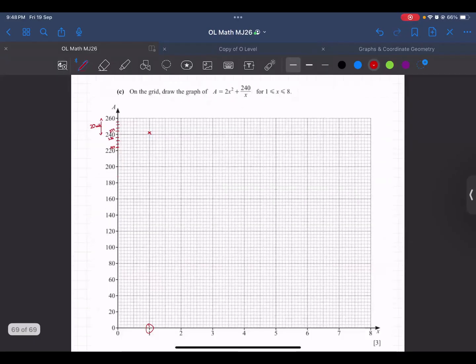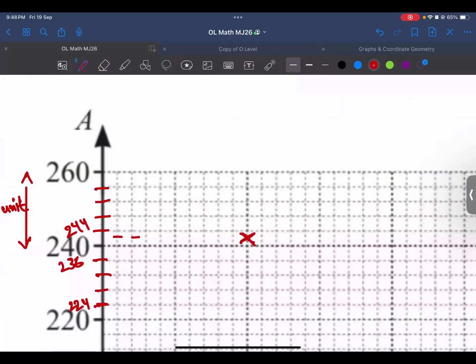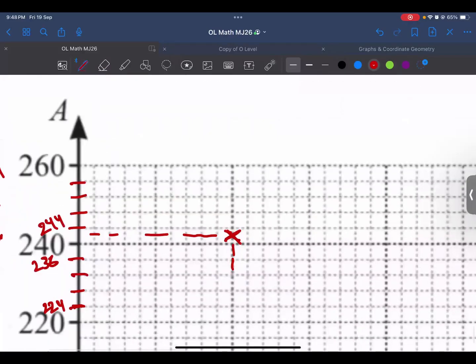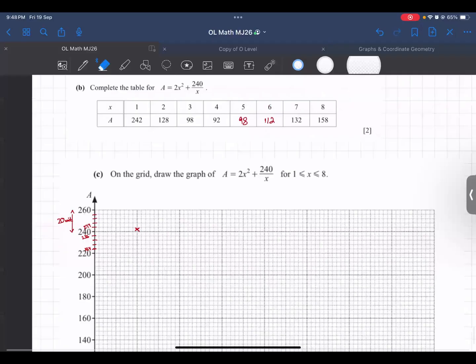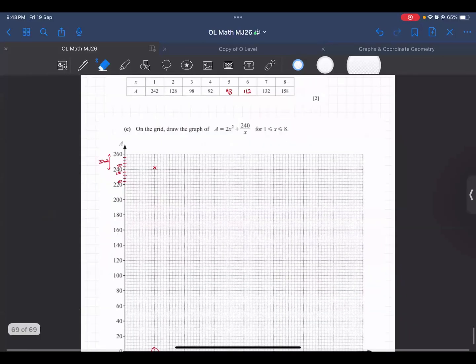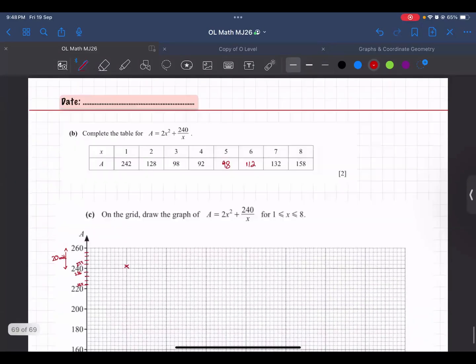1 comma 242. And look at the plotting that I've done. Neat and tidy. And this is 1. So x on the 1 and on y you have 242. Then the next one 2 comma 128. 128 is, this would be 124 and 128. So second box, yeah, second box after 120. 2 comma 120. Then you have 3 comma 98.